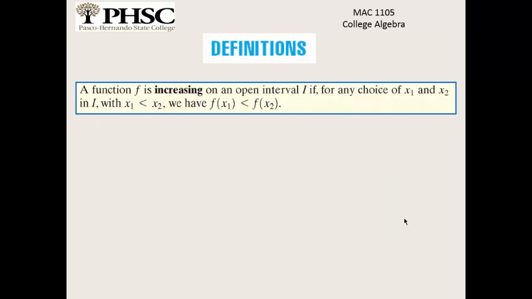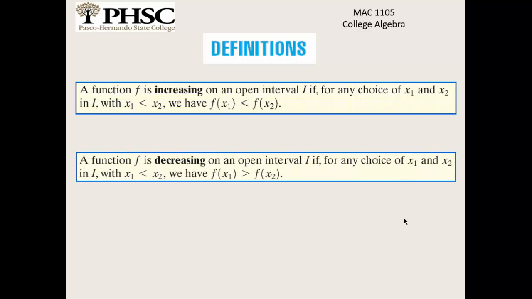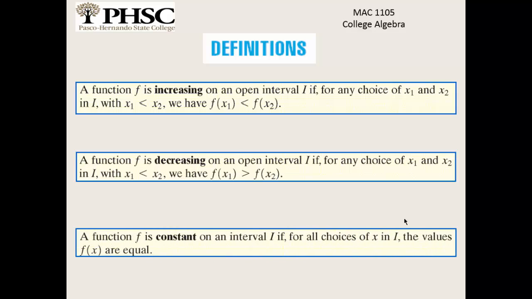So here's a formal definition. A function f is increasing on an open interval I if for any choice of x1 and x2 in the interval, when x1 is less than x2, we have that f of x1 is less than f of x2. A function f is decreasing on an open interval I if for any choice of x1 and x2 in that interval, x1 is less than x2, and we have that f of x1 is greater than f of x2. And a function is constant on the interval I if for all of the choices of x within that interval, the values of f of x are equal to each other.